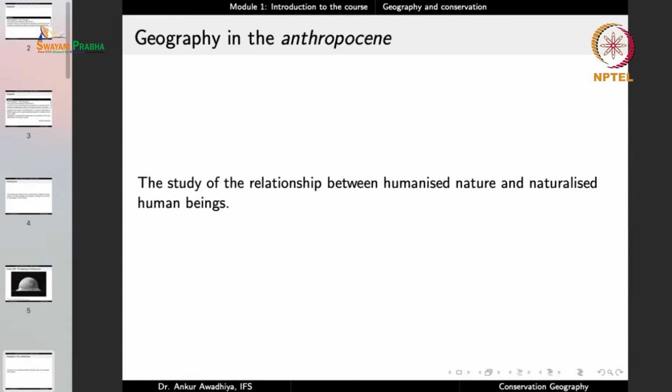And in the Anthropocene, we can write that geography is the study of the relationship between humanized nature and naturalized human beings. Why? Because we have had so high an impact that now nature is no longer a natural thing. It has become humanized. If you look around yourself, whether you are living in a town, a city or a village, you'll find that the majority of the structures that you see around you are built by humans.